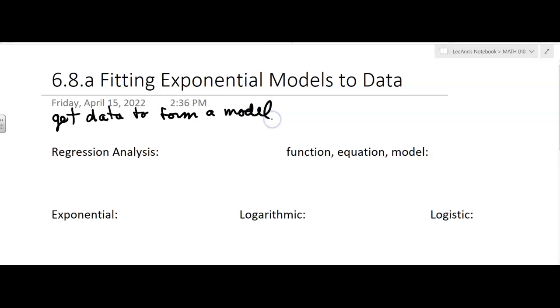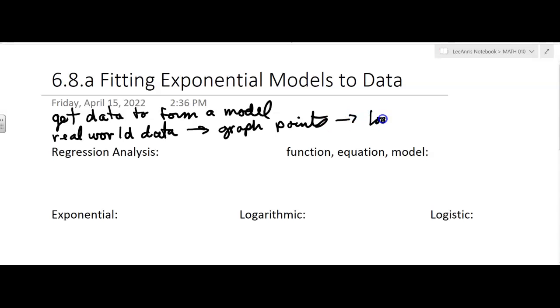And so the idea is you get a bunch of data points. You go out and you observe them in the real world. So you get real world data, and then you're going to graph those as data points. So there'll be two variables, an x and a y, however your variables are going, but you graph those points, and then you look at what the best model would be.